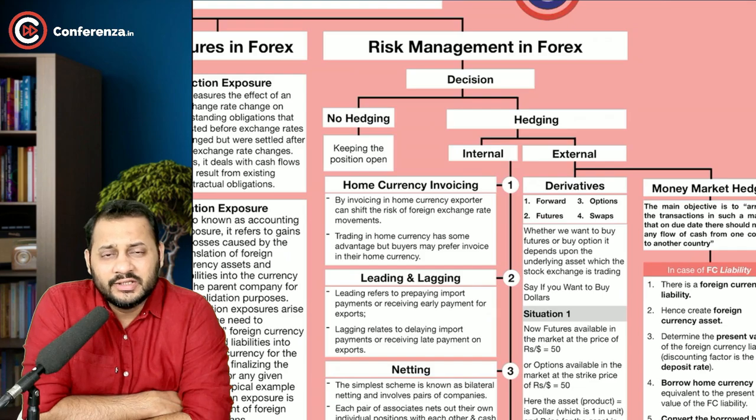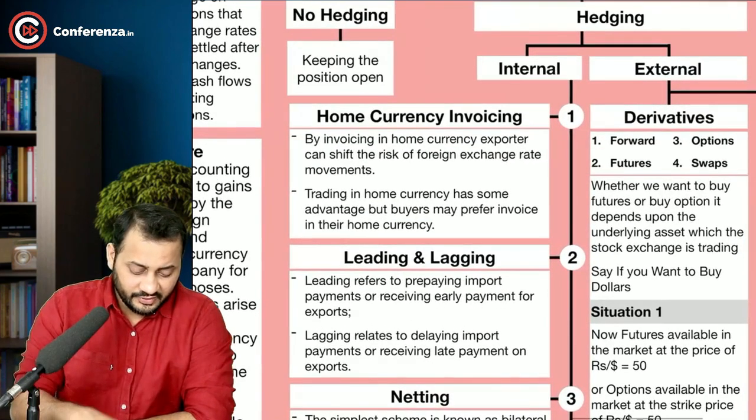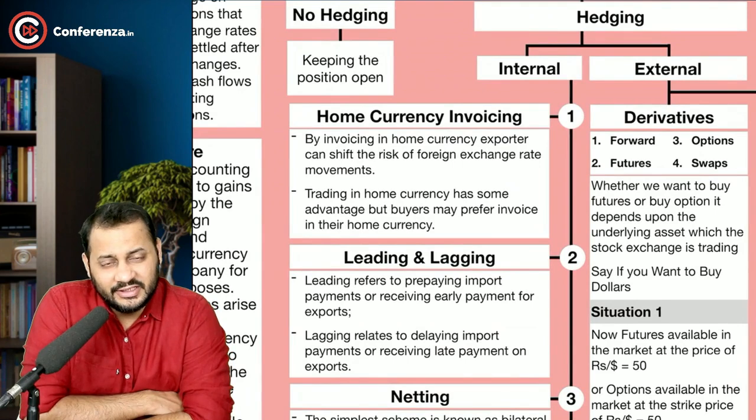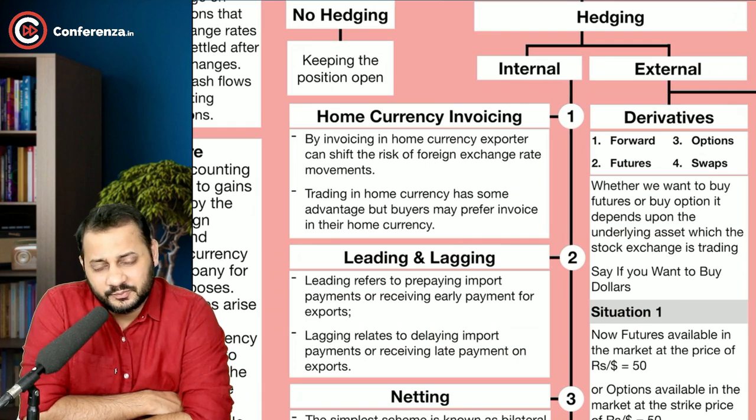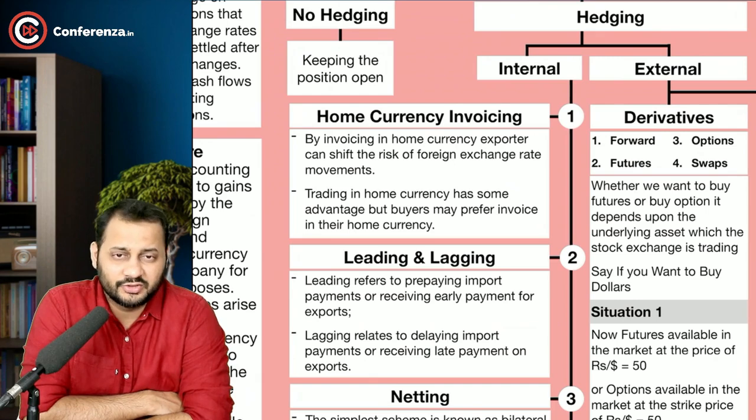So what exactly do we do in that internal hedging? The very first option we have is home currency invoicing. Instead of invoicing the bill in foreign currency or the customer's currency, if we invoice it in our home currency, then the risk is shifted to the other party. Now the other party has to arrange rupees for us if we are the exporter. If we are the importer, we can request the client to invoice the bill in rupees, so that the total outflow to us today or after 6 months remains the same. So that is called home currency invoicing.